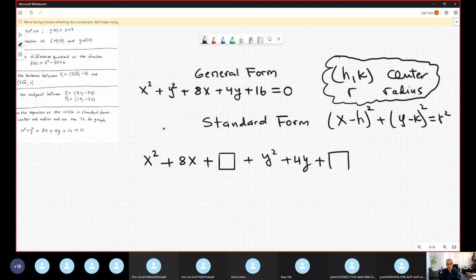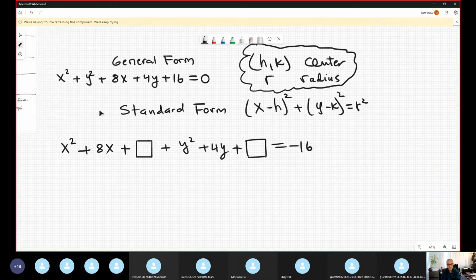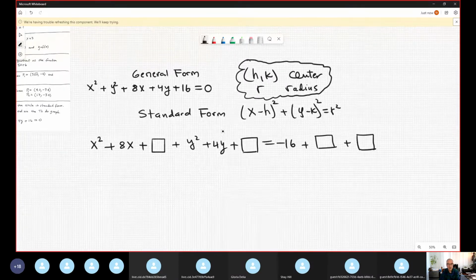And so I open two boxes. I move the minus 16 to the other side. I put two boxes. And now I take all the time to determine the matching number, no? The matching number in the first one here. Let me use the matching number in the X part and the matching number in the Y part.